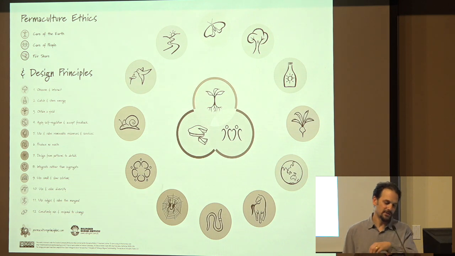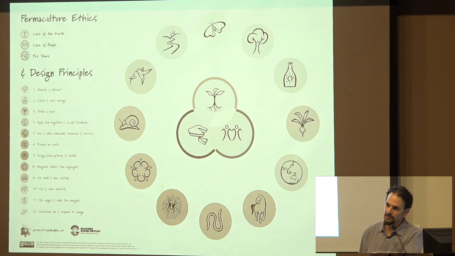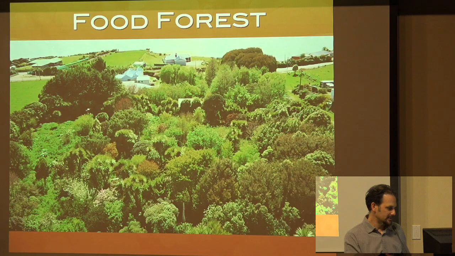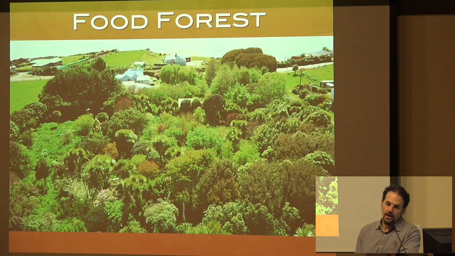Now the design principles, I'm not really going to go into them because we would spend the whole rest of our talk talking about the design principles. But the design principles talk about how we fit the different pieces of a system together so they work symbiotically, right? So things like catch and store energy, obtain a yield, observe and interact, produce no waste. They're like these different guiding sentences here. Now, we have different manifestations of this design system.